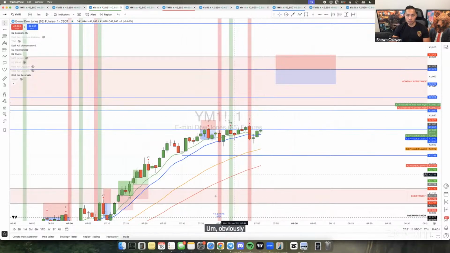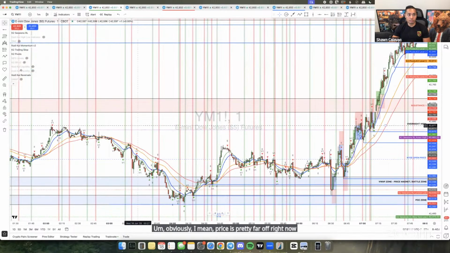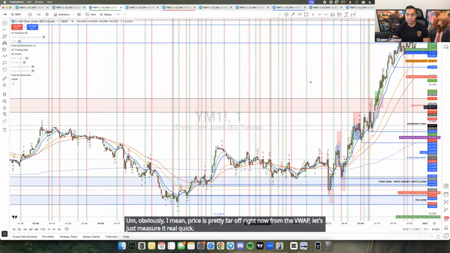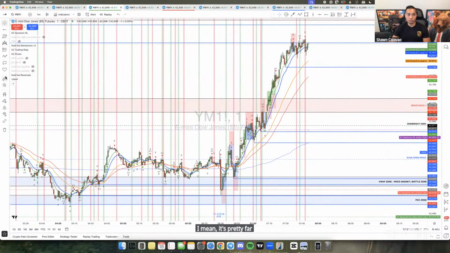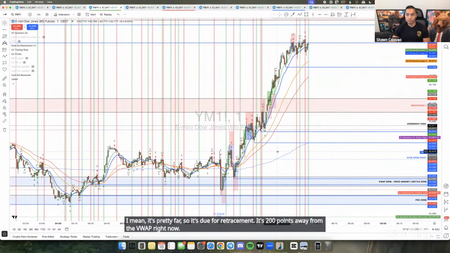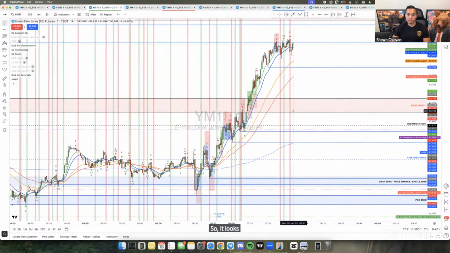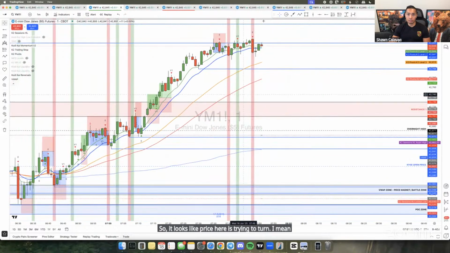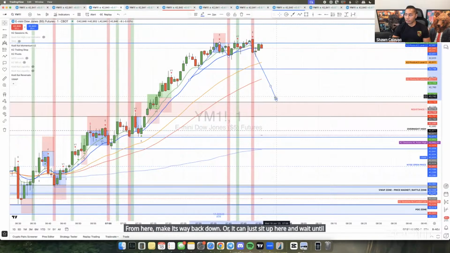Obviously, price is pretty far off right now from the VWAP. Let's just measure real quick. It's pretty far, so it's due for a retracement. It's 200 points away from the VWAP right now. So it looks like price here is trying to turn. It could possibly turn from here and make its way back down, or it can just sit up here and wait until the Fed meeting at 11 o'clock.